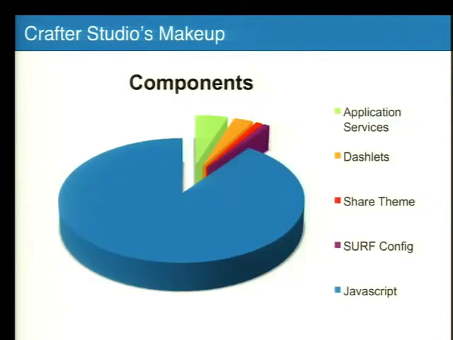And now in Share, the actual chemical composition of Crafter Studio, our platform, is really basically a ton of JavaScript, a little bit of application services that don't belong in Alfresco, a little bit of dashlets, a little bit of Share, a little bit of Surf. So we're not actually using a lot of Share.